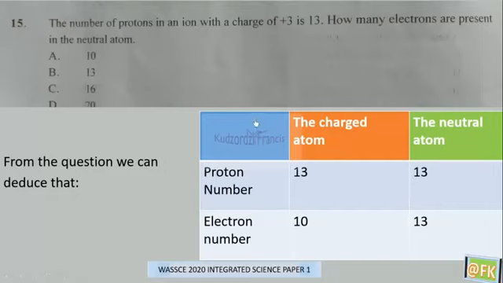Another point is that in a neutral atom, the proton number and the electron number are the same. So if the proton number is 13, in the neutral atom, the electron number is also 13. So the correct answer is B.